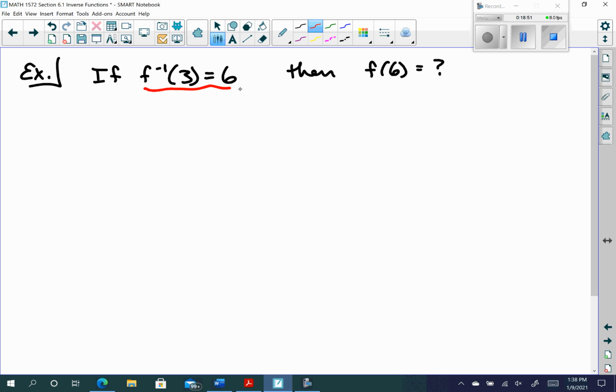So in other words, what this part is saying right here, this is the input, this is the output on our inverse function. So we would say (3, 6) is contained on the inverse of the function. Over here then, f of 6 should equal 3, because this means then (6, 3) is contained on the function itself. So we're just switching them around.